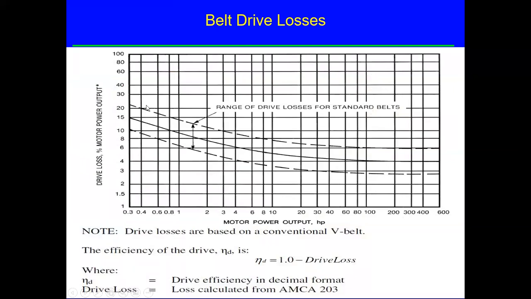This has been out there a long time. It comes from AMCA 203. It's the standard old V-belt loss table based on horsepower. You see the general number goes down to 4%. When we get above 100 horsepower, it goes up, and you get this big range. So until some of the more recent studies came out, that's what was out there.